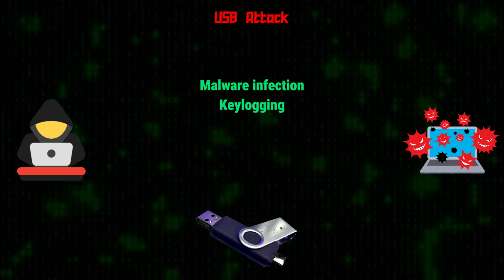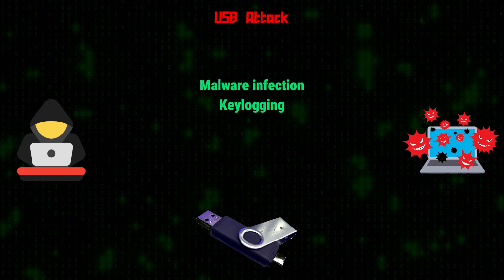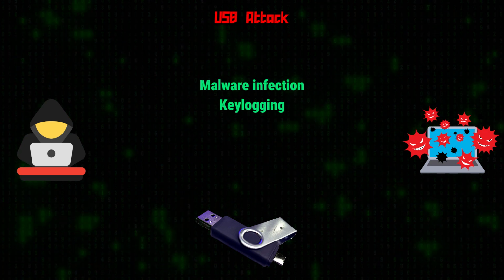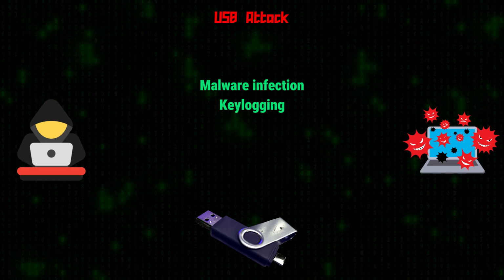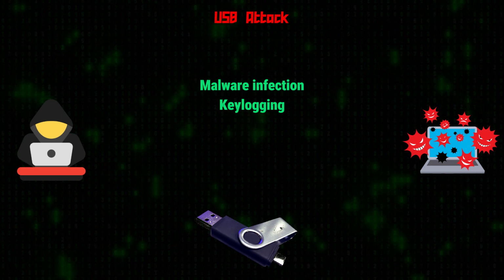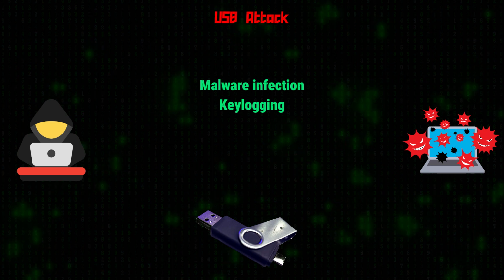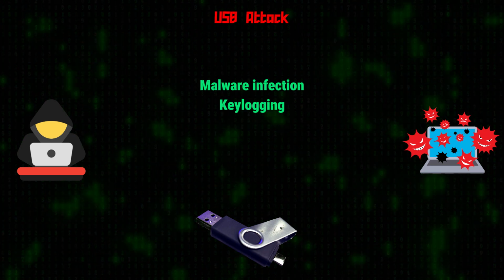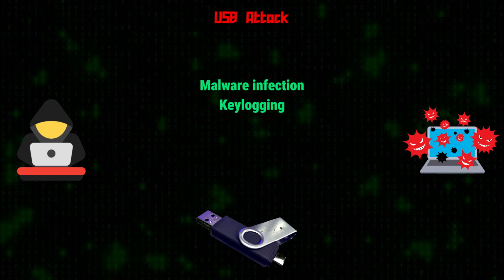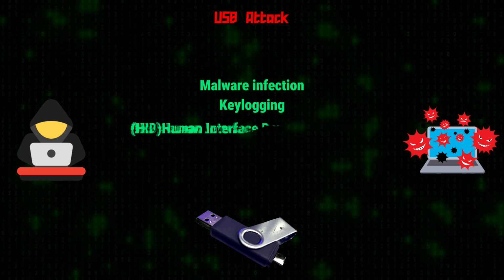Keylogging. In this case, the USB drive's main function is to record every keystroke made on the infected computer. The data is then either stored on the USB drive for later retrieval or, in more advanced setups, transmitted to a remote server. This could lead to the capture of sensitive data like passwords or financial information.